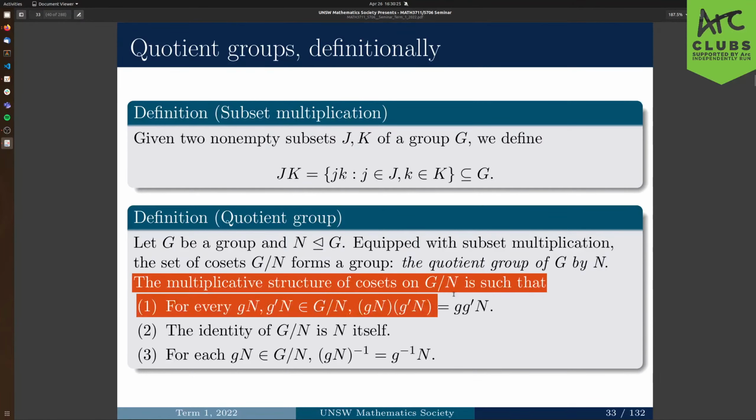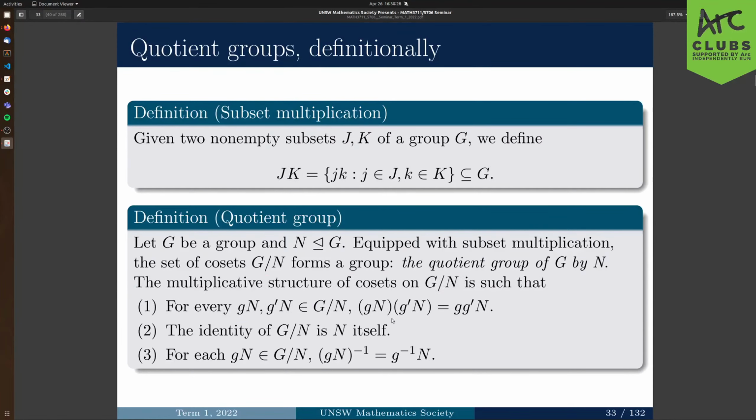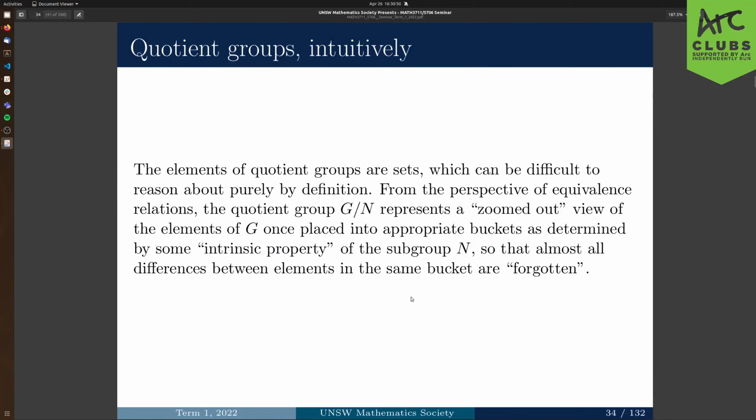And the multiplicative structure is quite nice. So you take two cosets like this, corresponding to some elements g and g prime, you just get g g prime N, so that coset there. And the identity is just N, and the inverse is exactly how you think it works. It's just the inverse element here, right? So it works kind of how you would expect. I won't go through this again, but there's a nice little slide here for intuition with these quotient groups in case they're a bit unclear.